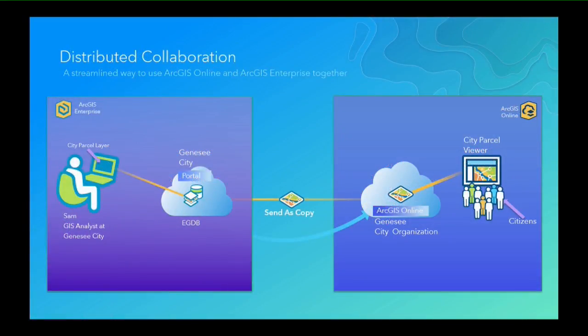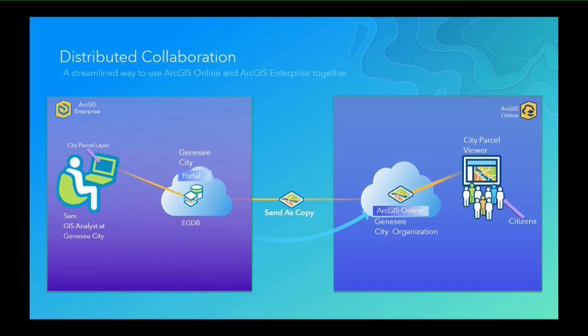All right, and I'm going to talk a little bit about distributed collaboration, which really kind of marries the two systems together and allows you to easily manage the data in one system and still have it accessible in the other system. So as you see, I've got these two boxes. One of them is ArcGIS Enterprise, one of them is ArcGIS Online. You can see the differences in the icons and also the words that I wrote down.